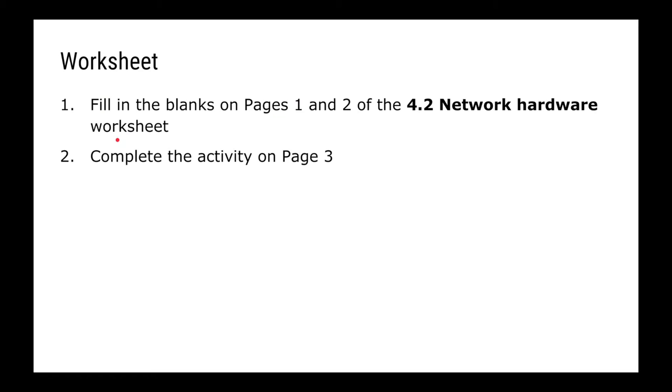Okay, I'd like you now to take worksheet 4.2 and complete pages 1 and 2, which is just filling in the blanks about twisted pair cables, coaxial cables and fibre optic cables. And once you've done that, then I want you to complete the activity on page 3, where you just have to name the type of cable that corresponds to the description in the table.